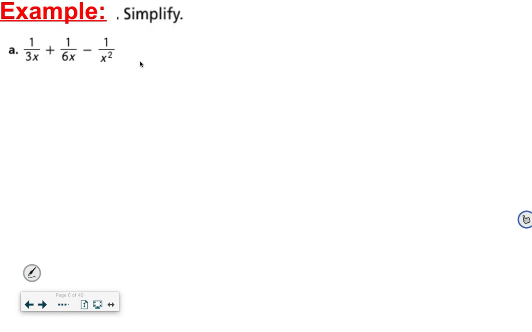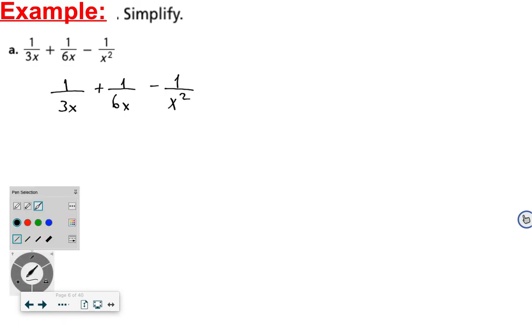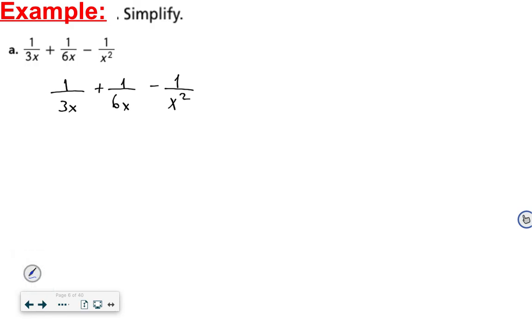This is the next question. Here we have three different expressions: 1 over 3x plus 1 over 6x minus 1 over x squared. Ladies and gentlemen, when you try to find the common denominator, you have to take all these three fractions' denominators into consideration. So you can see that the common denominator is what? What is the common denominator of these three expressions?